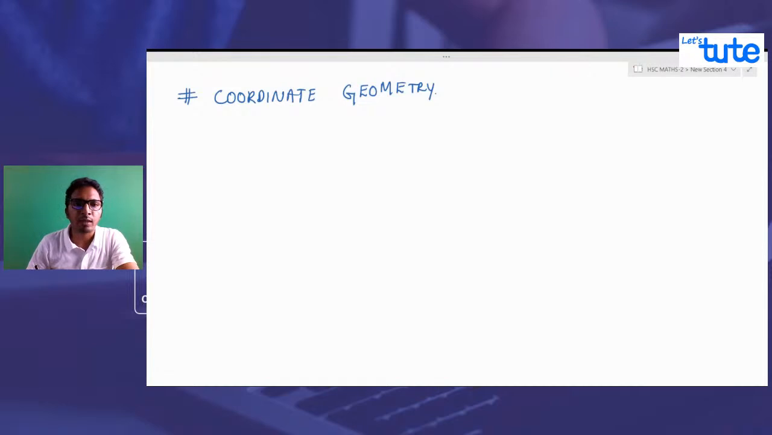And today we are going to talk about coordinate geometry. There are different aspects which we are going to see through. So let's talk about what coordinates are. Coordinate system first of all. Let's talk about the coordinate system.